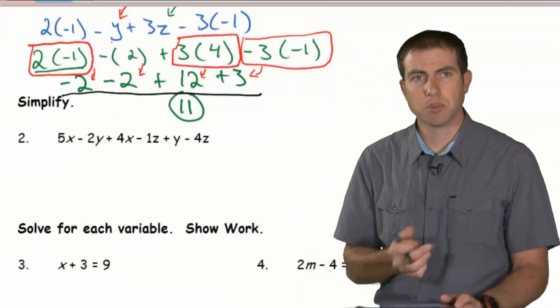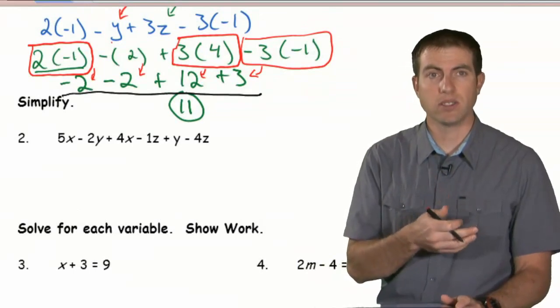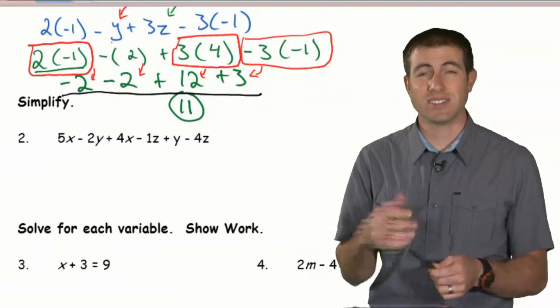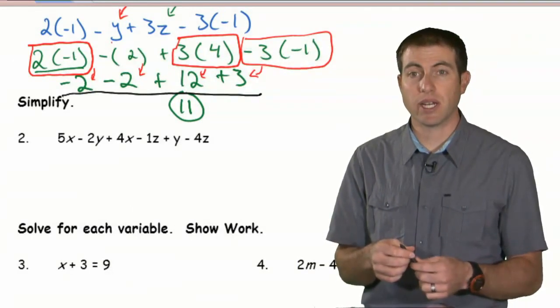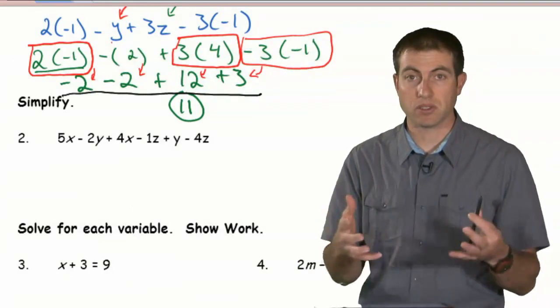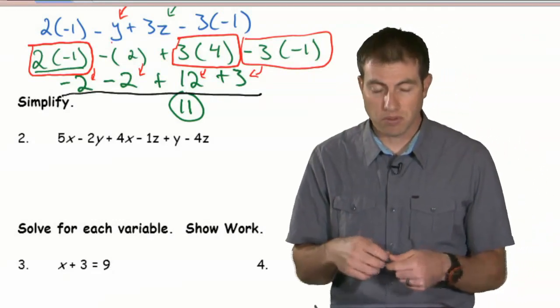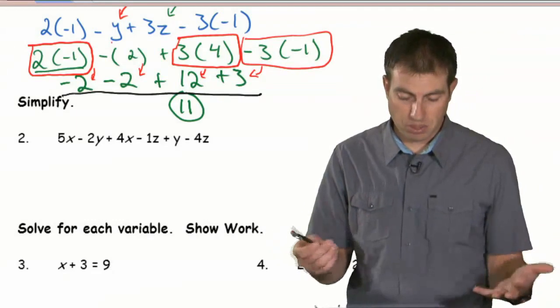The next question says simplify. The first question said evaluate. So evaluate usually means find a number as a solution. When we see something that says simplify, typically we're going to have a bunch of variables that we need to sort out. So we're combining things that are the same. So when it says simplify, we're looking for things that are similar.